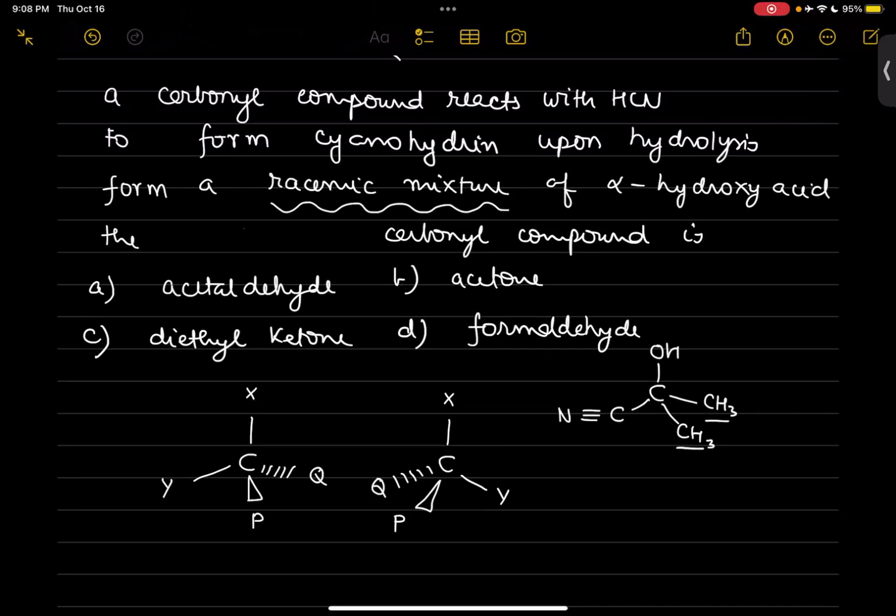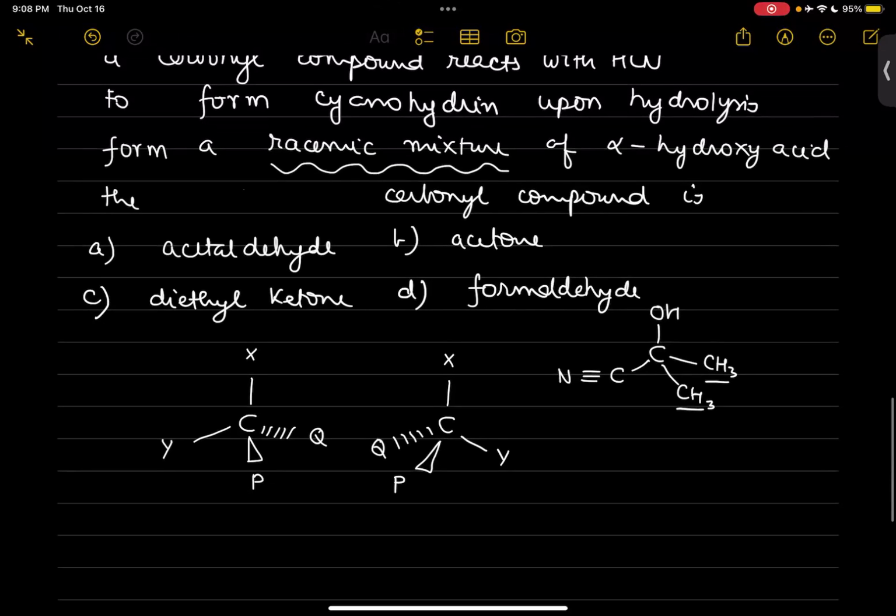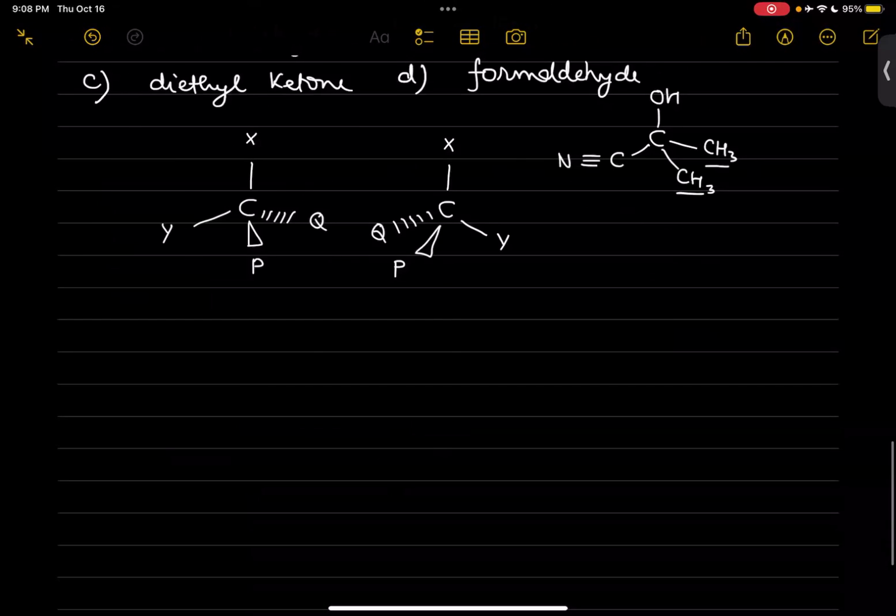Tell me, is it acetone? No, acetone has two same methyl groups. Is it diethyl ketone? That also is not an option because diethyl means two ethyl groups. Okay. Formaldehyde, is that an option? Hmm. Yeah, it is acetaldehyde, exactly.